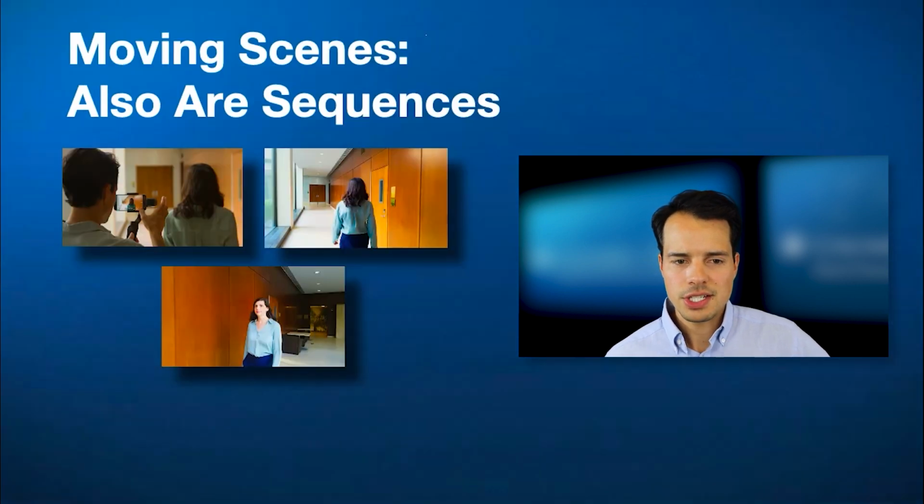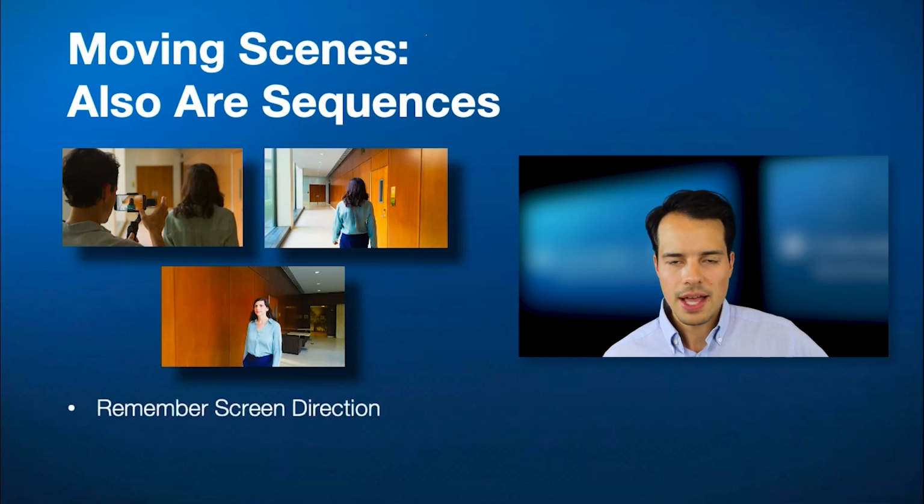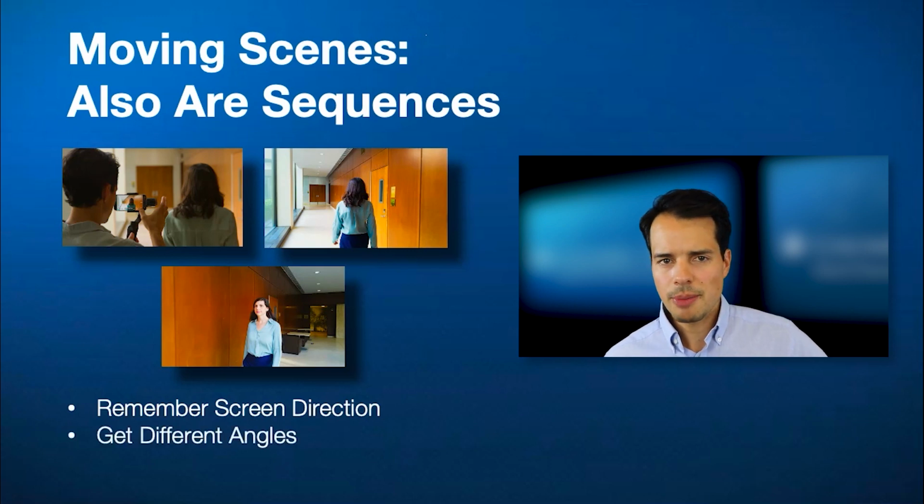Now, moving scenes are also sequences. So when we're shooting a moving scene, we want to remember that if we're having the subject move, let's say from left to right, that all the shots need to happen in the same way or show the same sort of action. Also, remember to get different angles.